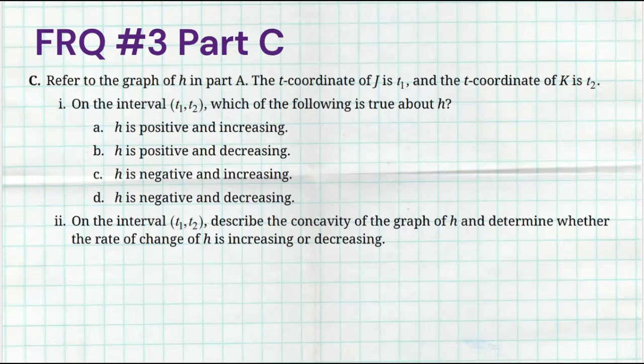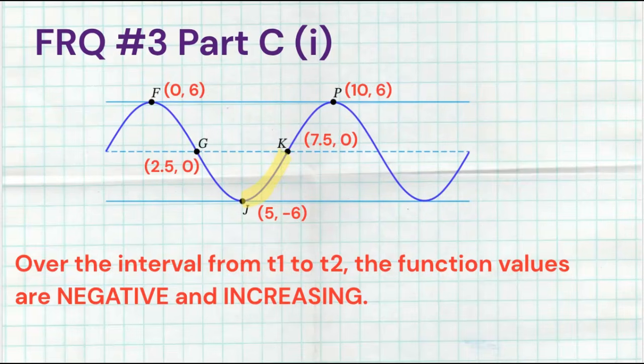Now remember, H measures the height of the point W on that water wheel from the center line. And then double I wants us to explain the concavity over that interval and determine if the rate of change is increasing or decreasing. So let's do single I first. Single I has nothing to do with concavity or the rate of change. They're simply saying, from J to K, what is the function doing? Well, first, it's increasing. It's going from -6 to 0. The heights are going from -6 to 0, and if you go from -6 to 0, you're going up. And you can clearly see in the graph, it's going up.